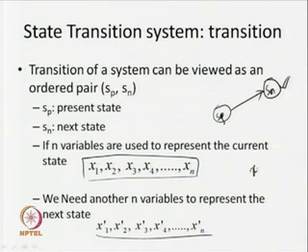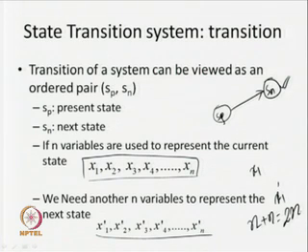So, if I have an x1 variable which is related to your present state S0, then corresponding to S1, I will use one variable, which I will call x1 prime, to represent this particular next state. That means we need another set of state variables to represent the next state. We need n variables for the present state, and another n variables for the next state. So that means we need a total of 2n variables.